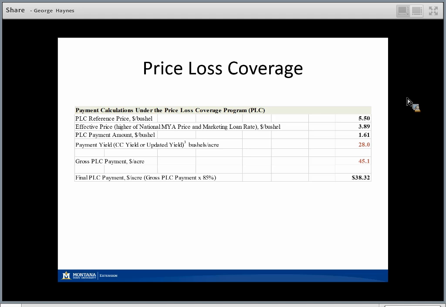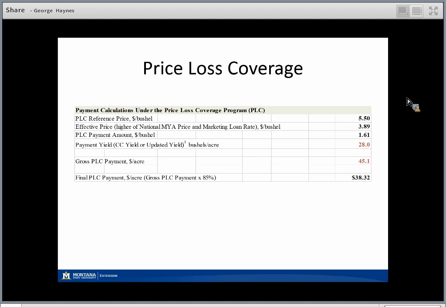So these payment yields at 28 becomes really important for producers to think about, well, am I reporting the right numbers? Because there might be incentives to report either higher or lower yield numbers, but relatively high yield numbers here make a difference, because that's how these payments are going to be made to you. In this particular instance, this person is going to be paid with the gross amount would be $45.10.